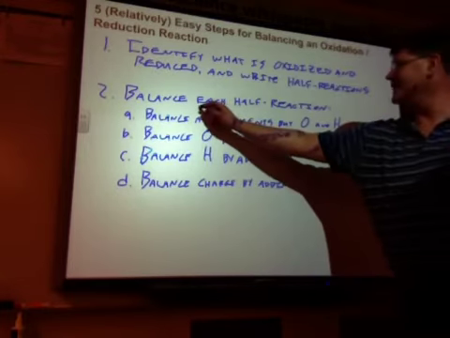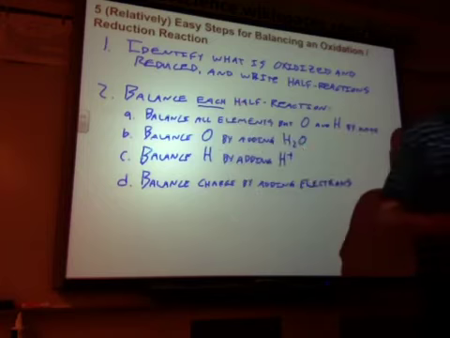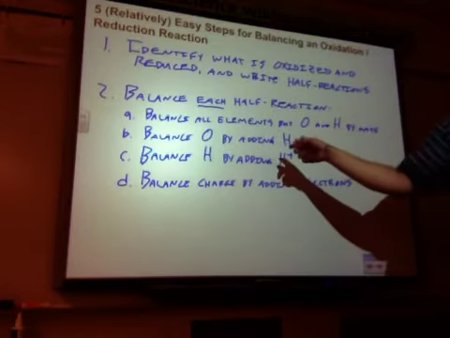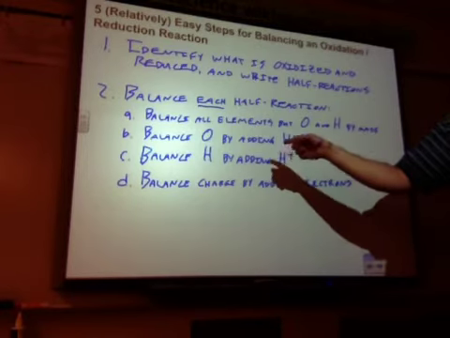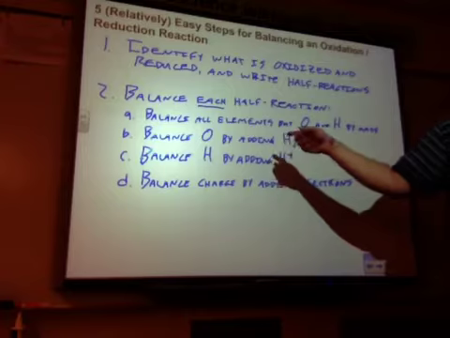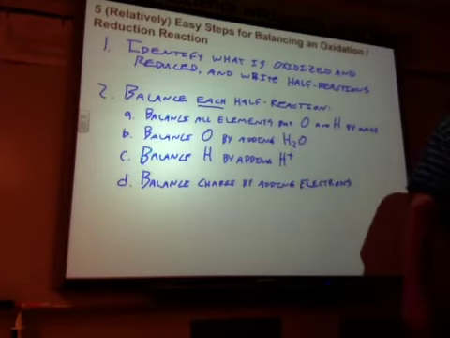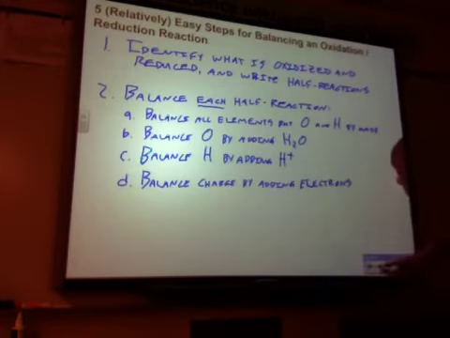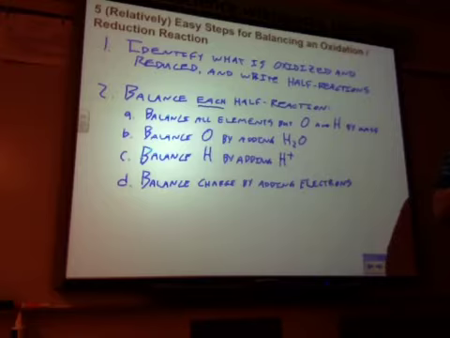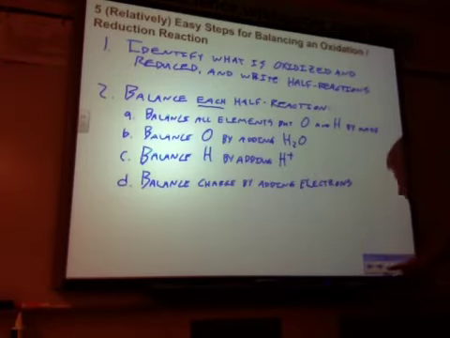In this case, let's emphasize that you're going to do this with each half reaction. So you're going to go through this process twice: once for the oxidation half reaction, once for the reduction half reaction. Okay? It is a lot of work. But the more you do it, the easier it gets. It'll get to the point where you can do this in your sleep. And some of you will. Question? No. Okay.